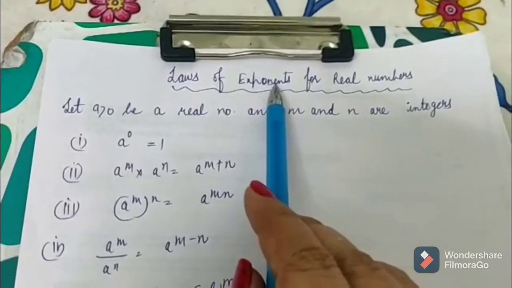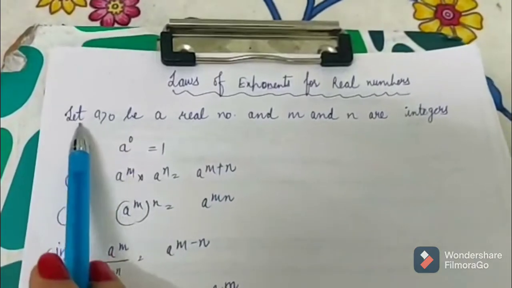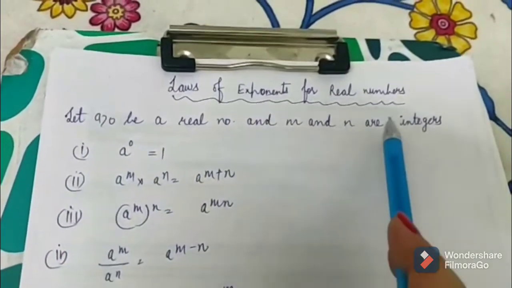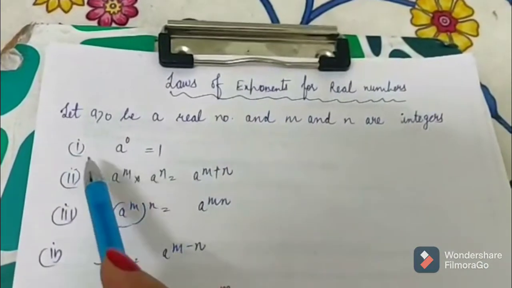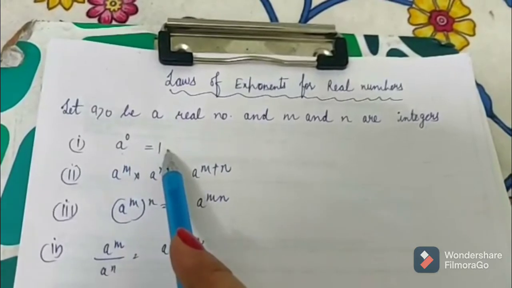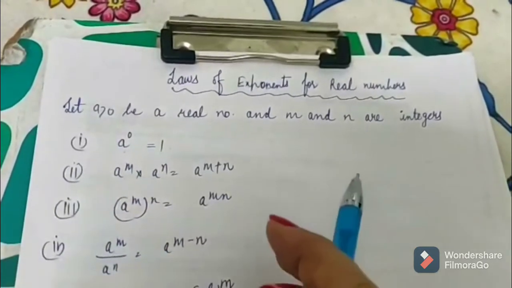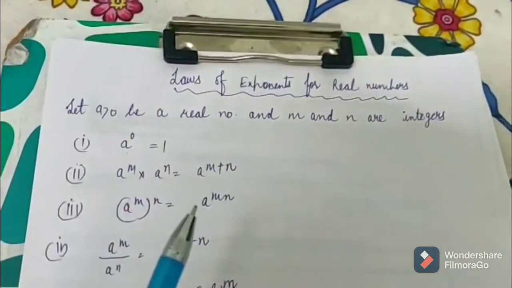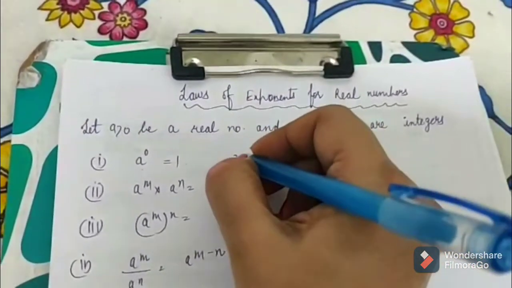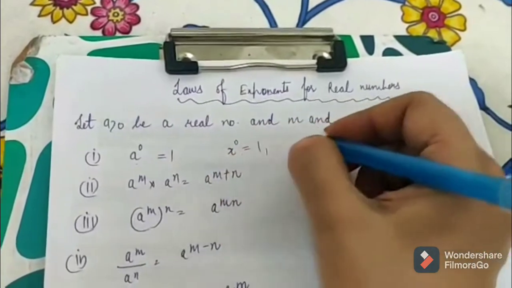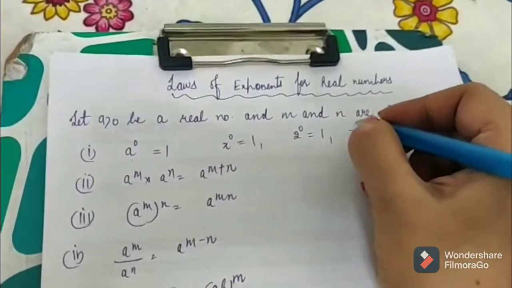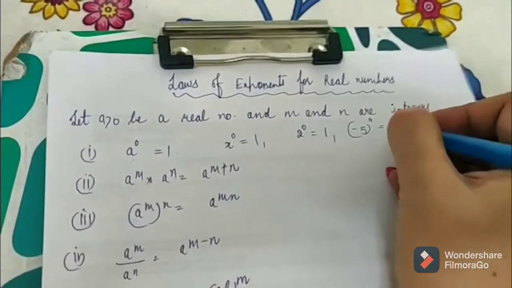So this exercise says that let a be greater than 0, a real number, and m and n are integers. The first law says that a raised to power 0 is always equal to 1. Any real number raised to power 0 is always equal to 1. For example, x raised to power 0 is 1, 2 raised to power 0 is also 1, minus 5 raised to power 0 is also equal to 1.